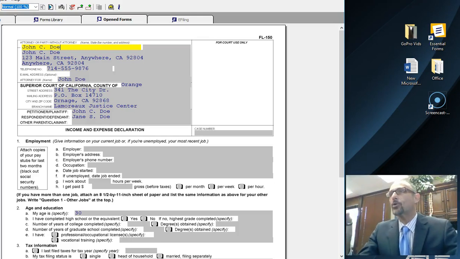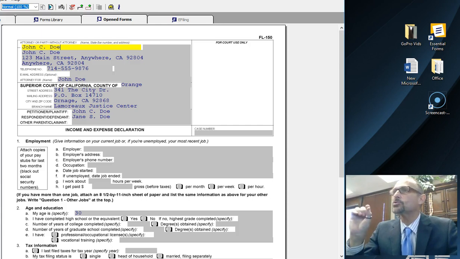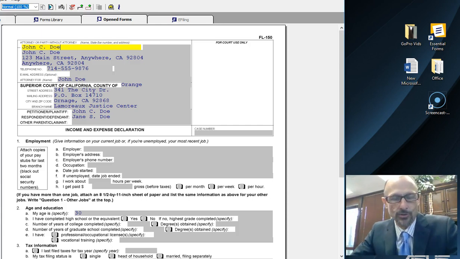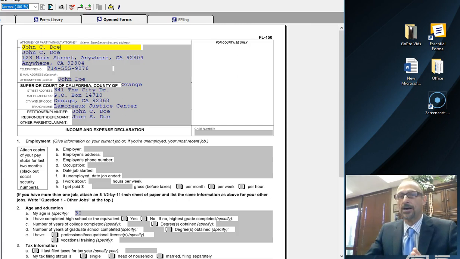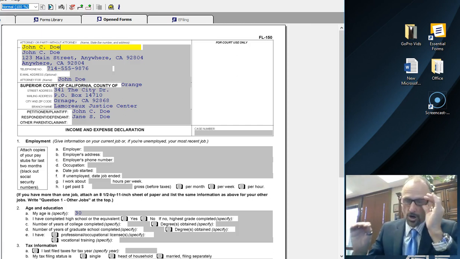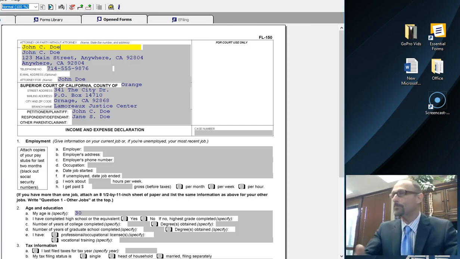Okay, I am going to go step by step through the FL-150, also known as the Income and Expense Declaration. You should all be aware that this form is needed for many different things in the family law field. You are going to need to complete this form and attach some documents to it when you are doing your declarations of disclosure in a divorce.